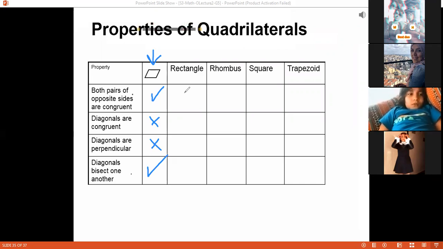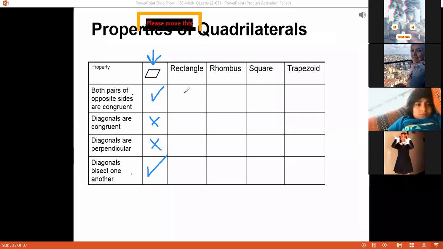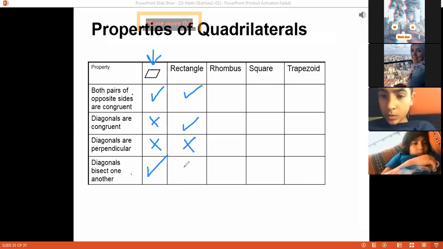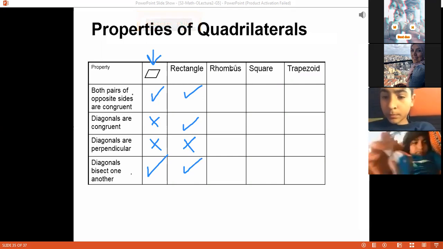What about the rectangle? Are both opposite sides equal? Yes, both of them. Are the diagonals of the rectangle equal? Yes. Are they perpendicular? No. Are they bisecting each other? Yes.